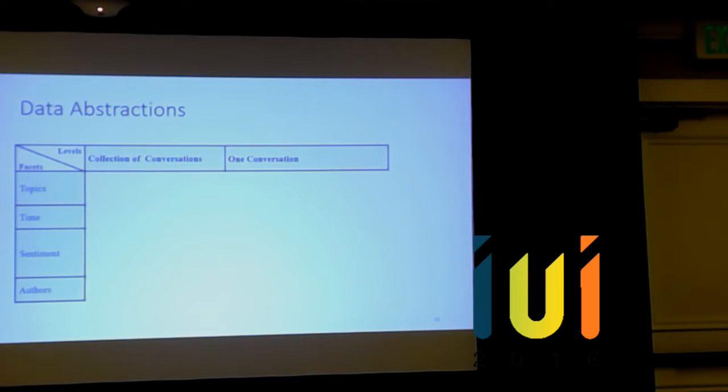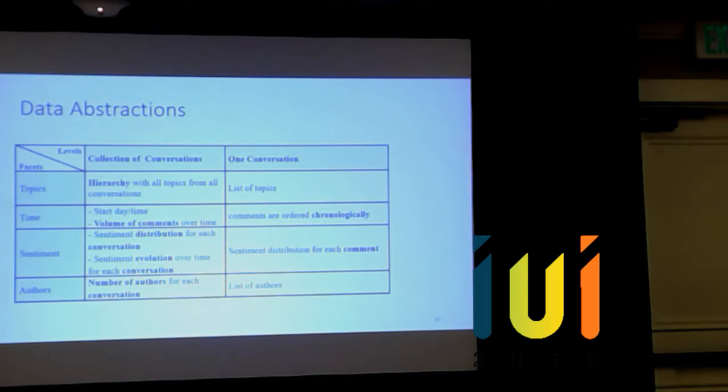So you can see each row here represents a data dimension, such as topics, time, and sentiment, and each column represents the granularity level, that is the set of conversations versus one conversation. So you could see that when we represent one conversation, we can show more detailed information on the screen. However, when we show the set of conversations, we cannot show all the detailed information. So we abstract the data and we aggregate the data.